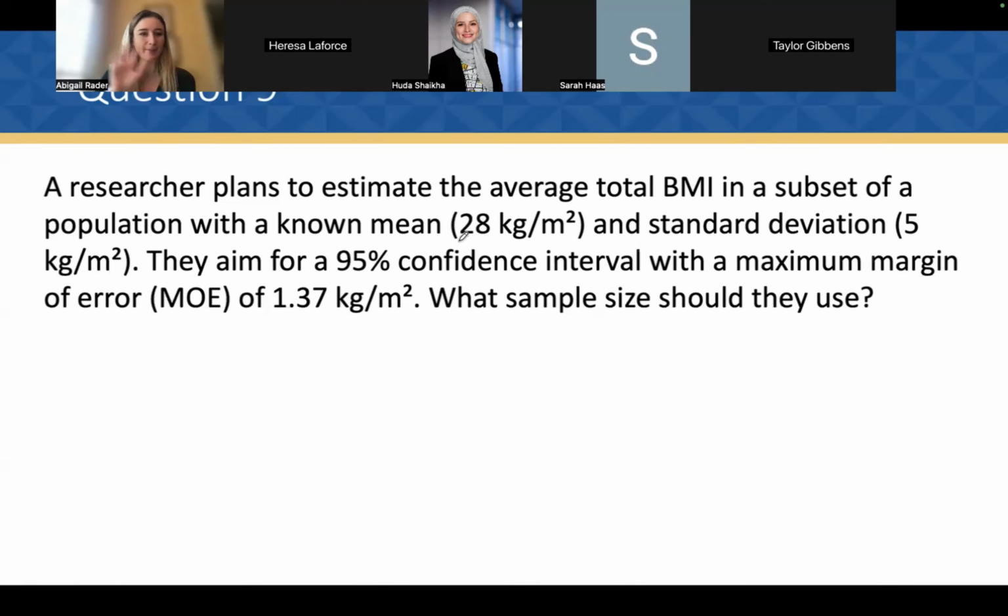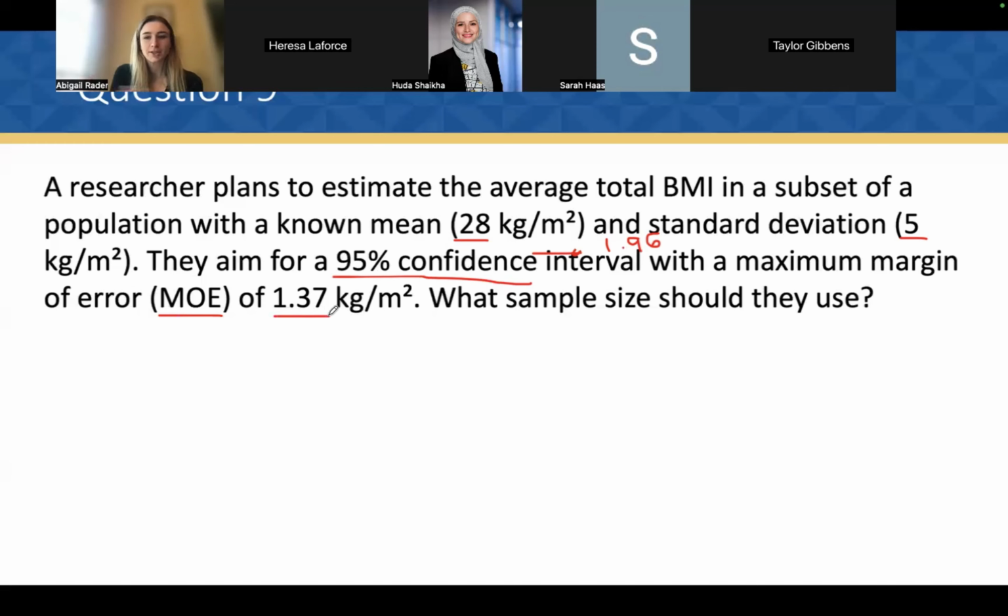Let's say we have a population with a known mean of 28 and a known standard deviation. Like we just talked about with t-tests, if we know the population standard deviation, we can work with z's as opposed to t's. If we're aiming for a 95% confidence interval, we're using a critical value of 1.96, because we're working with z's. We don't have to calculate it based on degrees of freedom. And we want a minimum margin of error of 1.36.